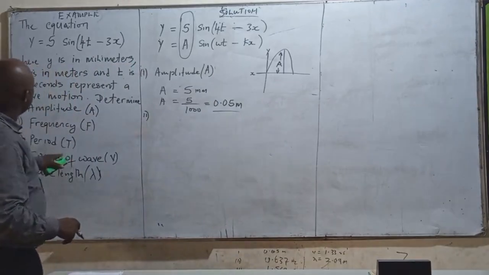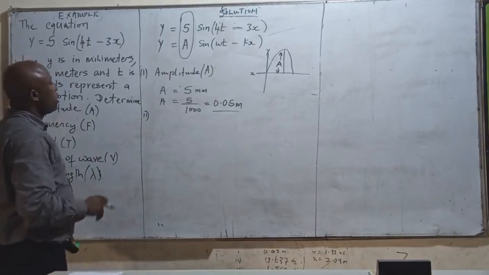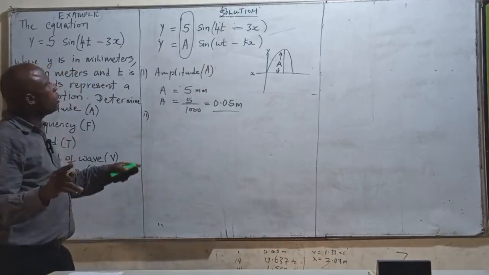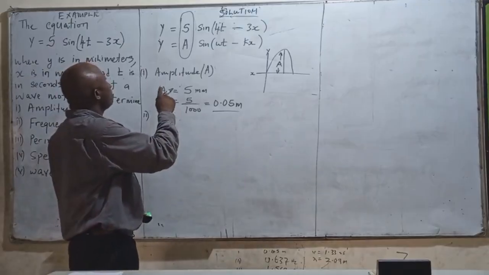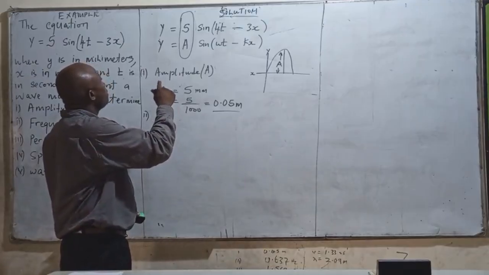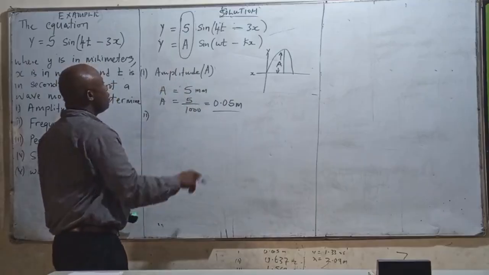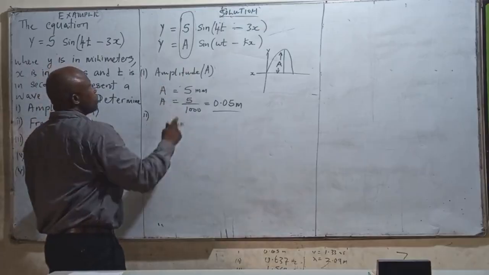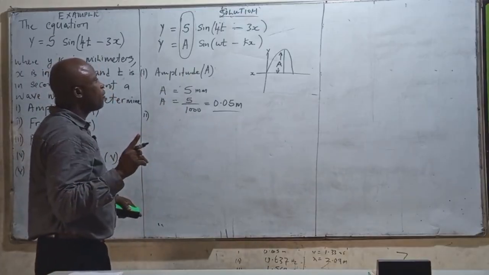So we go to number 2. We are asked to solve for frequency. Before we solve for frequency, first of all, study the equation. When you study the equation, you observe that there is no f in the equation, yet we are asked to solve for frequency. So there is need for us to look at some basic formulas.